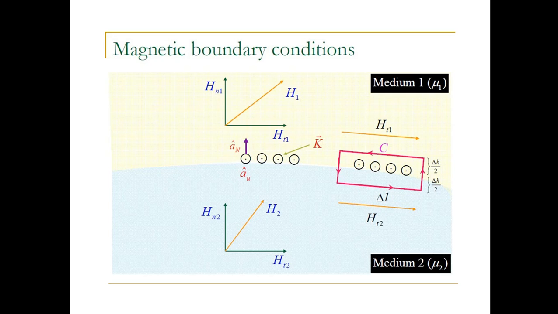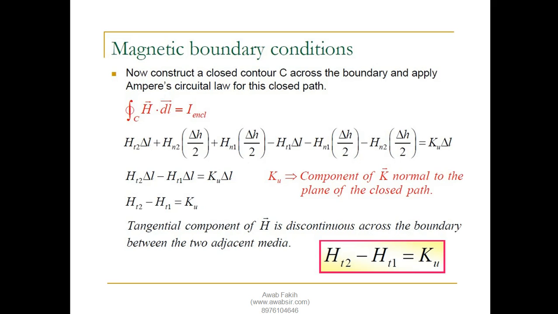From this equation we have understood that the magnetic boundary condition can be written in terms of the tangential and normal components of medium 1 and medium 2. These are the pictorial depiction that we have already described here. Now what is del L, and how does the integration work? So let's go to the next slide. From this equation, we construct a closed contour C across the boundary and apply Ampere's circuital law for this closed path.